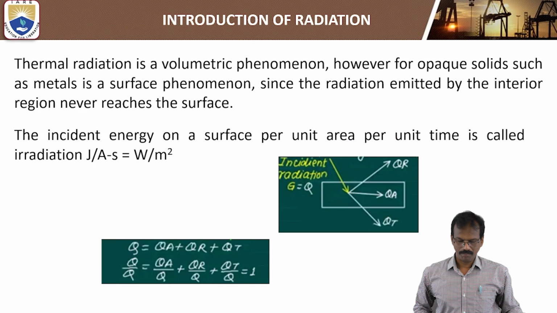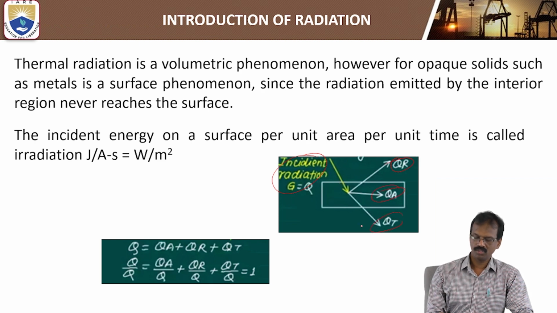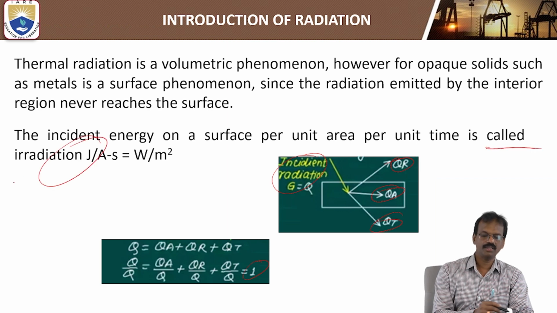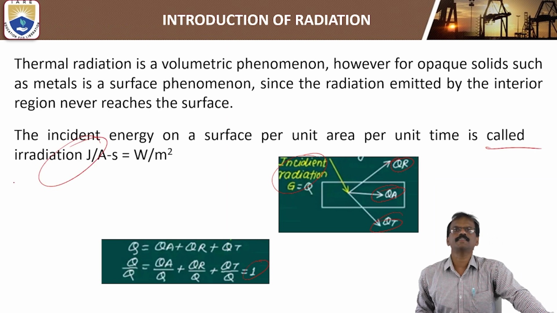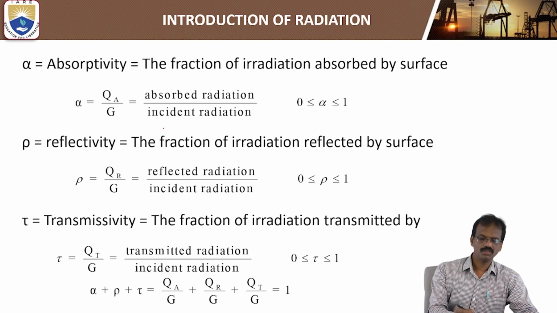Here we can see this is the incident energy. Some portion will be reflected, some portion will be absorbed, some portion will be transmitted. So the total is equal to 1. The incident energy on a surface per unit area per unit time is called irradiation. That is the irradiation. So these are the formulas.